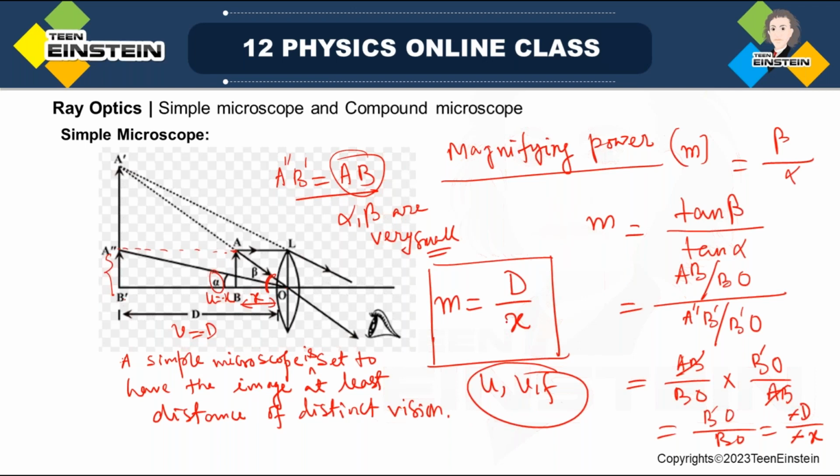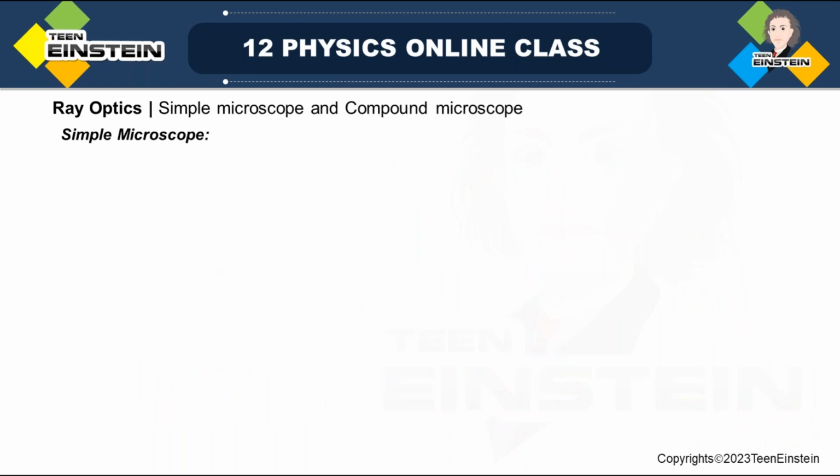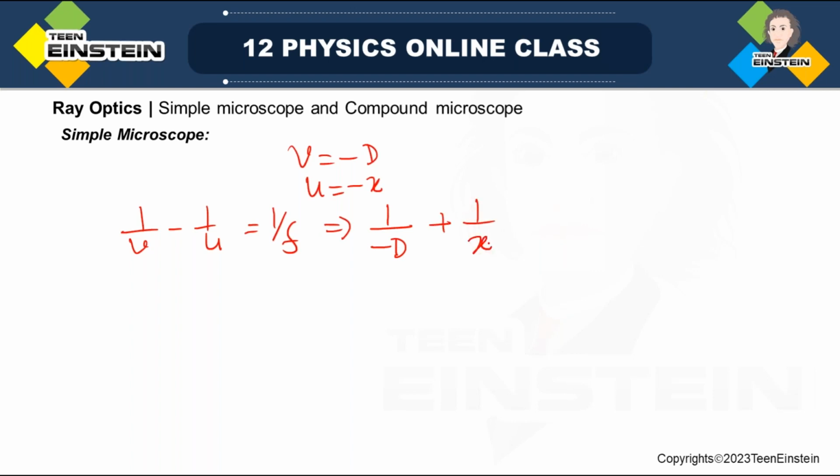This magnification we have to write in terms of any of these three parameters. Let us go to that direction. So we know V is minus D and U is minus X. So from the lens formula, what can we write? 1 by V minus 1 by U is equal to 1 by F. Anyway, F will be positive here, so that we are not going to change. So 1 by V we have got minus D, and 1 by U I'll write with the positive sign itself, and 1 by F is this.